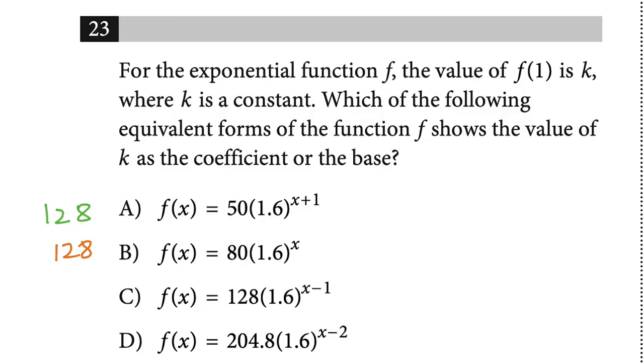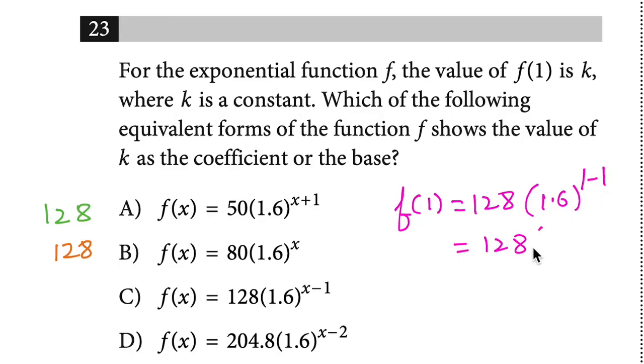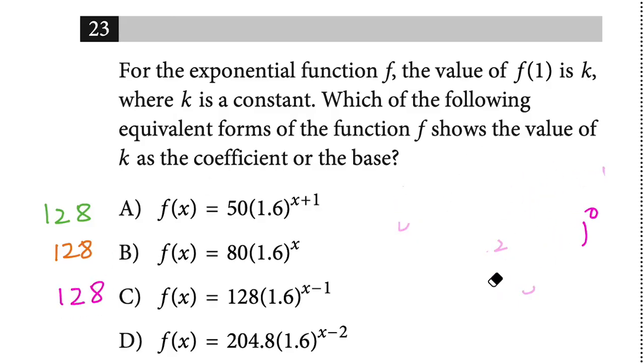Option C is f of 1 is equal to 128 times 1.6 to the power 1 minus 1. I am putting x is equal to 1 into this one. 1 minus 1 is 0, so it is 128 into 1.6 raised to power 0, and any number raised to power 0 is always 1, so it is equal to 128. This again is 128. Okay, in all options we are getting 128 as the answer.